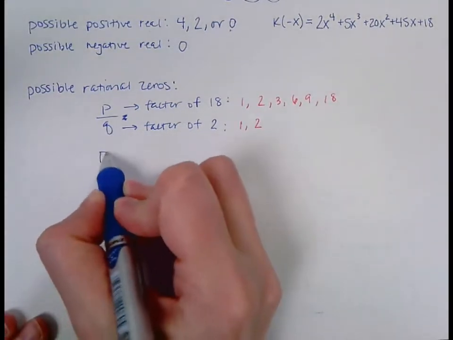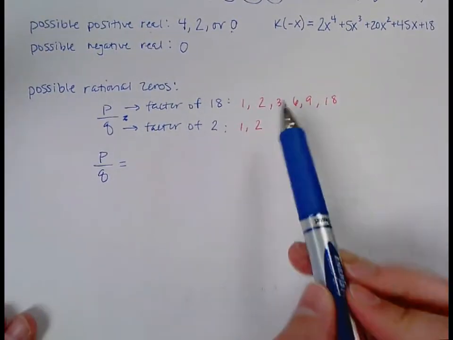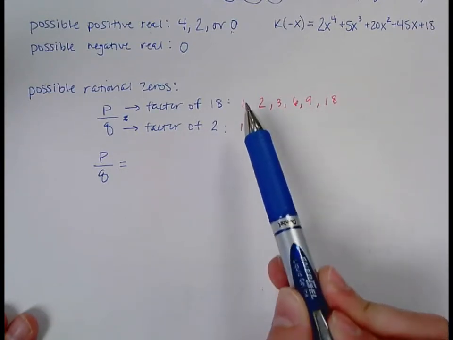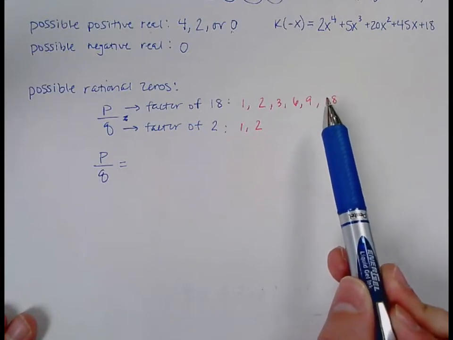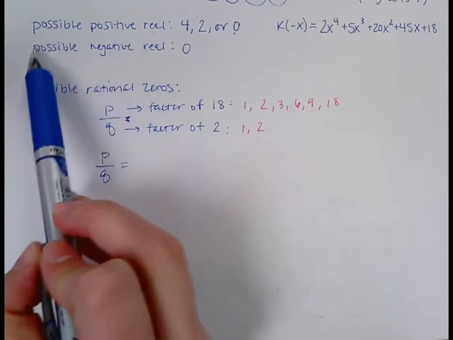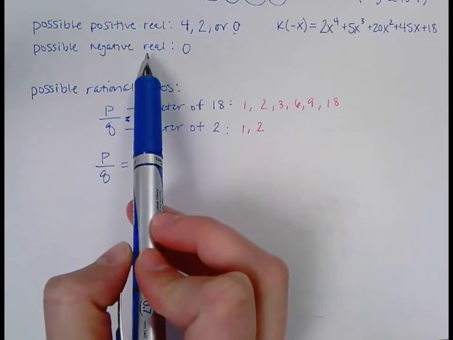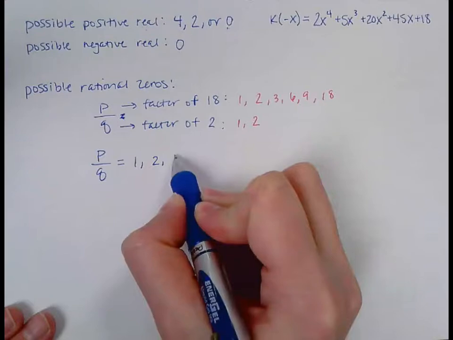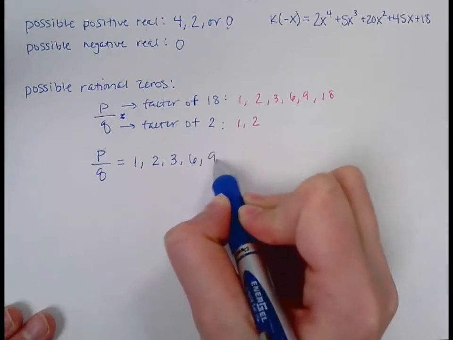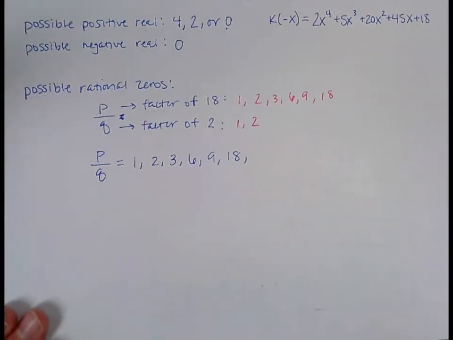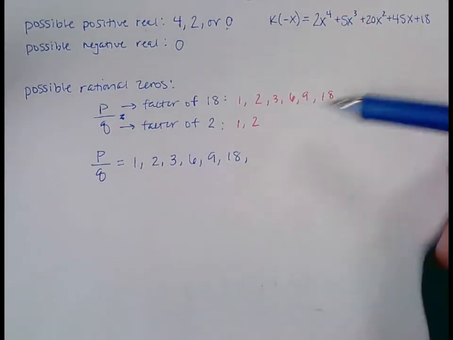So my possible rational zeros, I'm first going to take every factor of 18 and put it over 1, which is just going to keep all those numbers the same. Now I could put plus or minus. Instead, I'm just going to write the positive numbers because I've already determined a negative number isn't going to work. So I have 1, 2, 3, 6, 9, and 18. That's all of those factors over 1. And then I need to list all of those factors over 2.